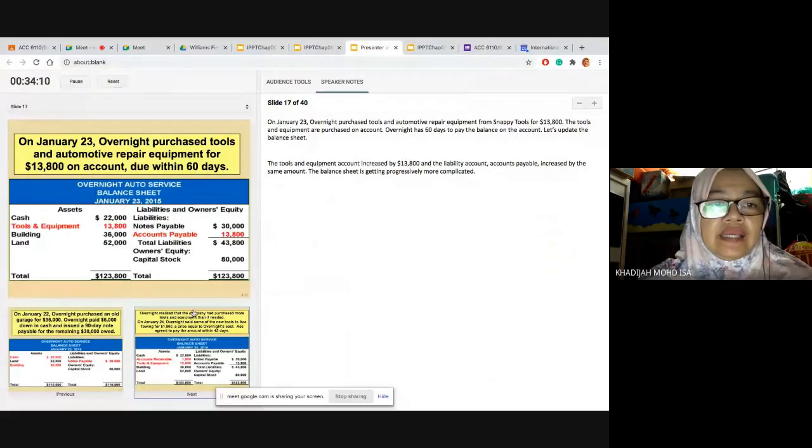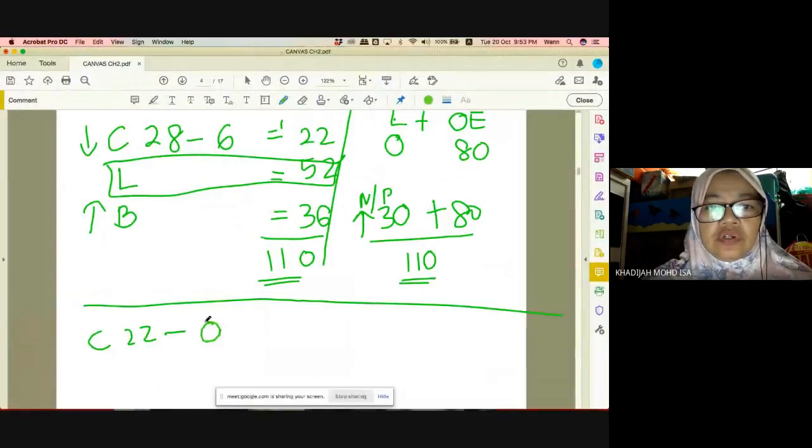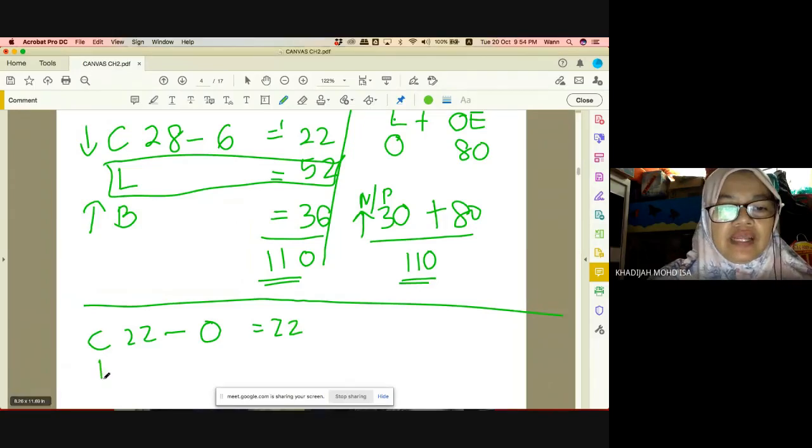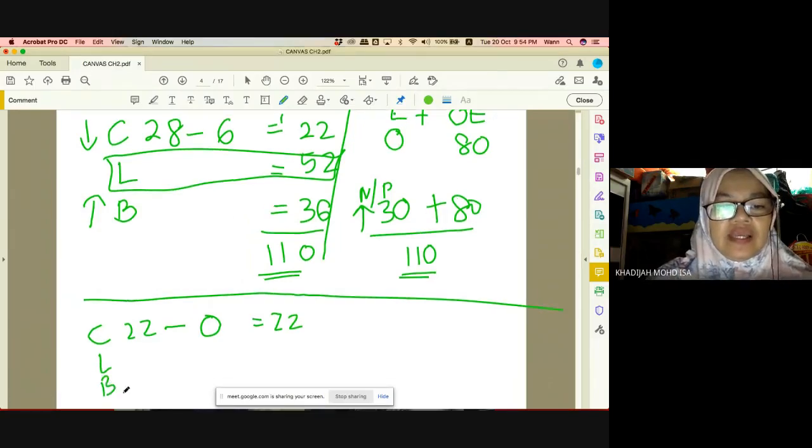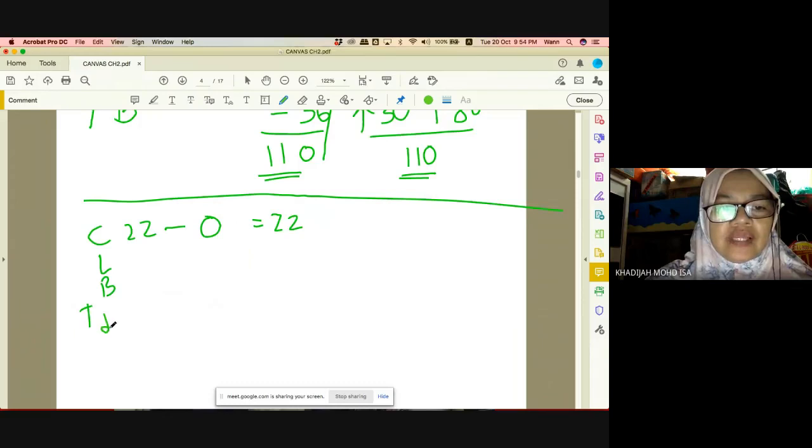You don't pay anything. So there's no change in your cash. But you have land, you still have your building, and now you have tools and equipment, isn't it? How much is the tools and equipment?